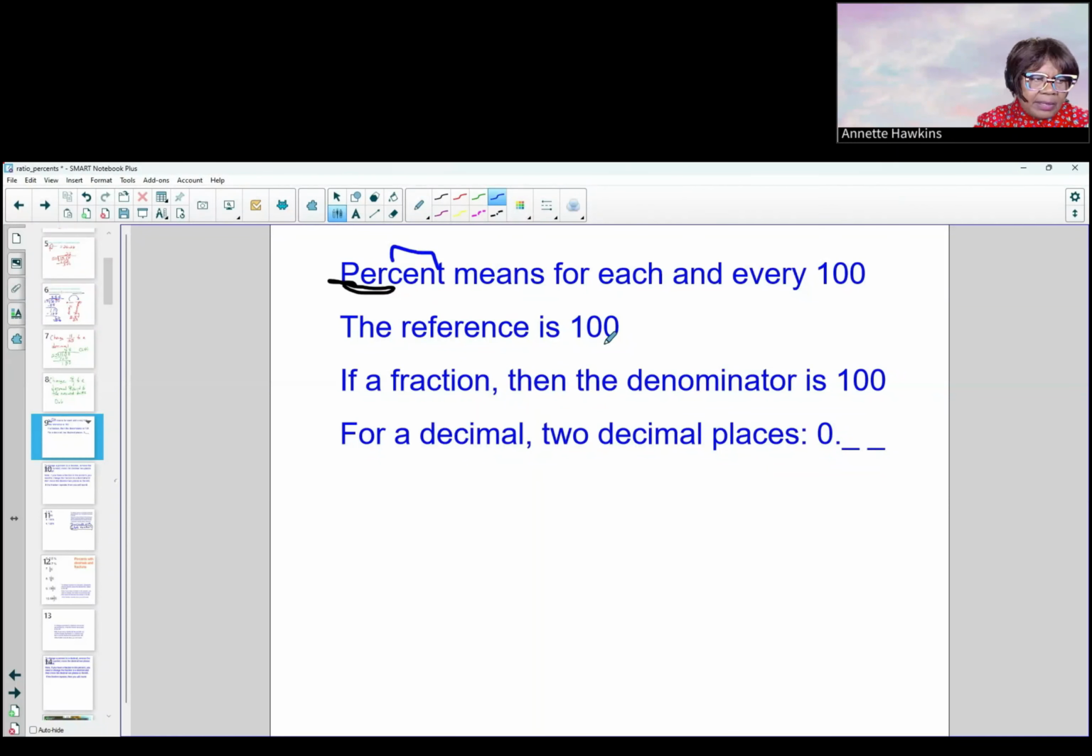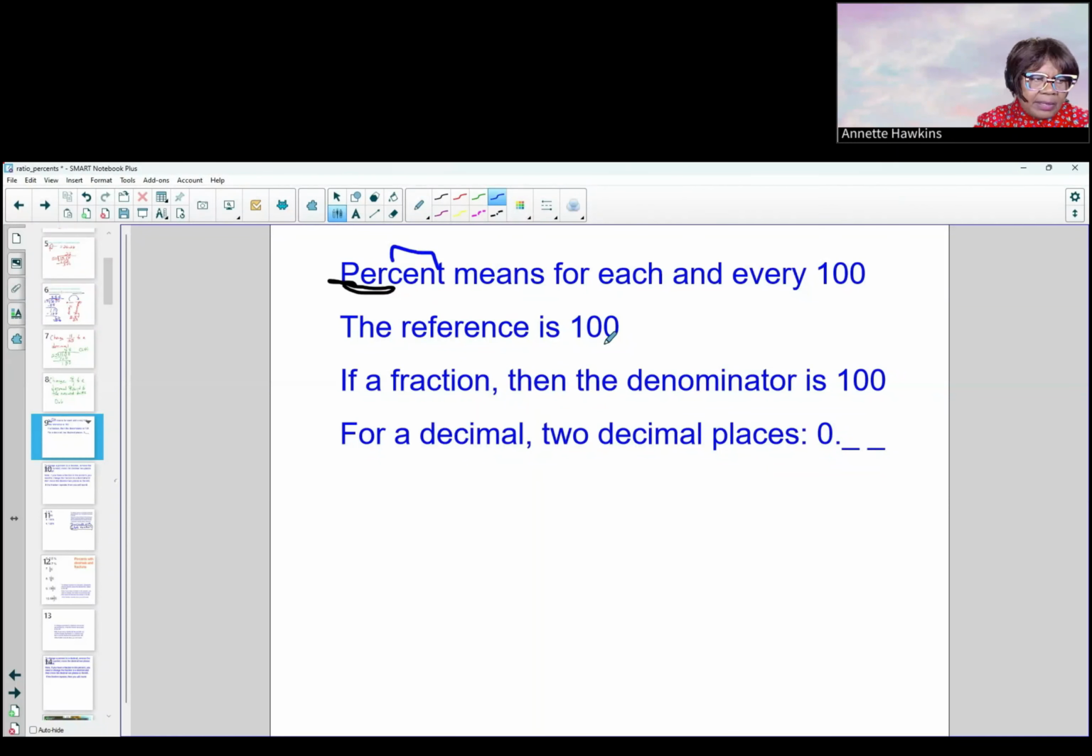All right. So the first thing we want to do is change a percent to a decimal. Now percent means for each and every 100. In order to change a percent to a decimal, we're going to remove the percent symbol and move the decimal 2 places to the left.